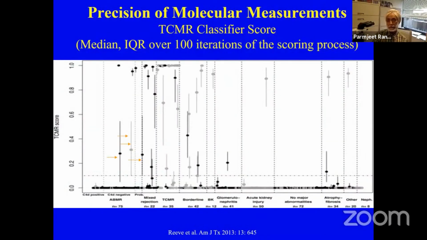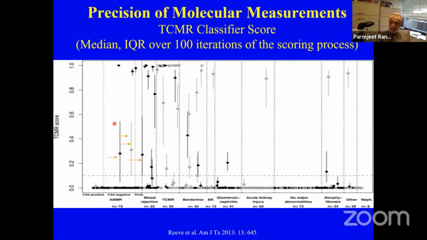And the question of precision, how accurate are these measurements? Here is some data where the TCMR score was plotted, the median and the interquartile range, over about 100 iterations of the scoring process. And you can see that there are at least some samples where the lower estimate and the upper estimate, they are 3 to 5 deciles different. This is not much different from, for example, BKV PCR. We know that 3 to 5-fold variations in plasma viral load are not always reproducible. So in my opinion, we need more molecular diagnostic work to determine the precision of these scores.